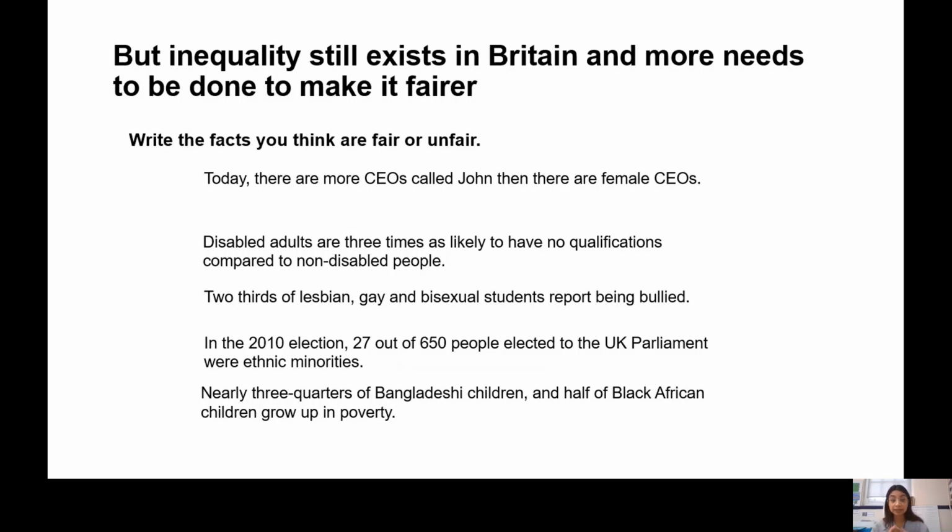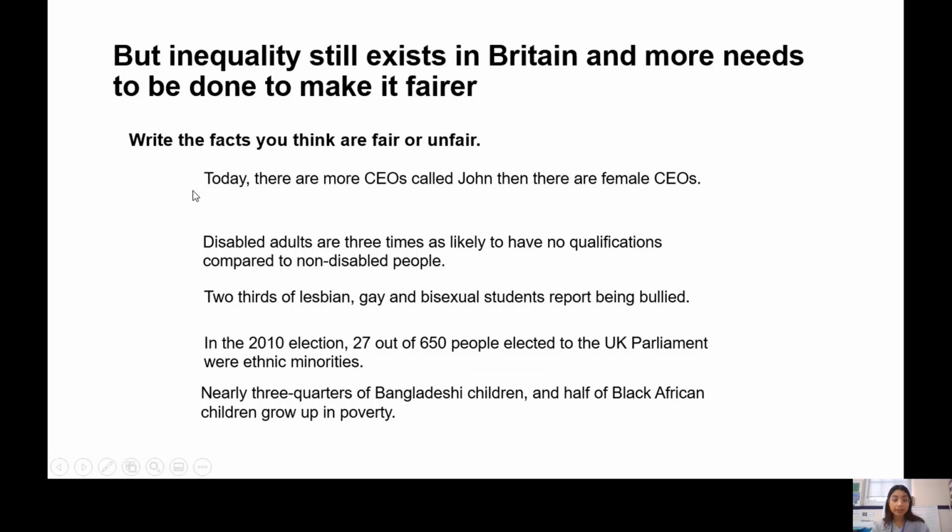So far we have 3 unfair statements. Number 4, in the 2010 election, 27 out of 650 people elected to the UK Parliament were ethnic minorities. Ethnic minorities are people from different backgrounds. For example, you can have Black African ethnic minority or British Bangladeshi ethnic minority. So these are Black, Asian and different minority groups. So in 2010, 27 out of 650 people elected to the UK Parliament were ethnic minorities. That is definitely unfair. The proportion here is very small. It's not equal. 27 out of 650 people.